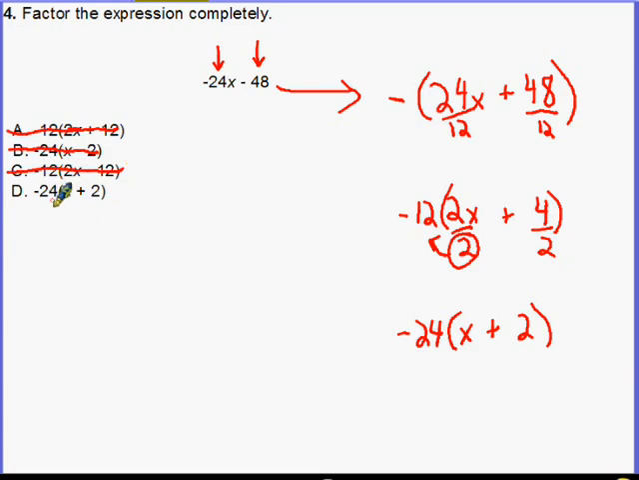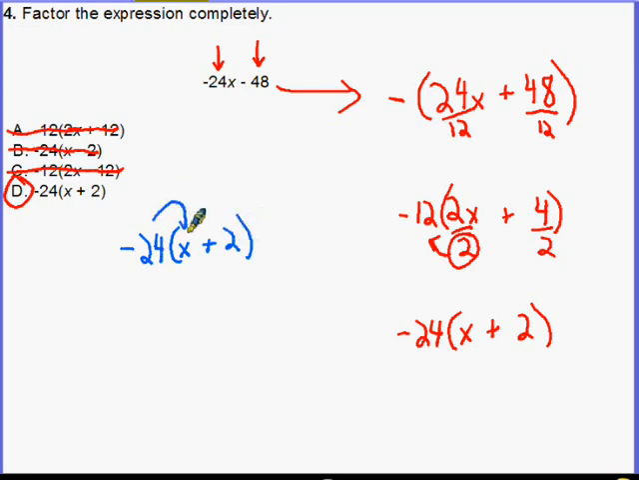I'm not looking for a minus 2, so that can't be it. That one has negative 12 on the outside of the parentheses. Negative 24 parentheses x plus 2. That's it. That's all I'm looking for. Okay? D, again, what do you know? I just want to prove to you guys that this is actually the same answer, okay? Watch this.